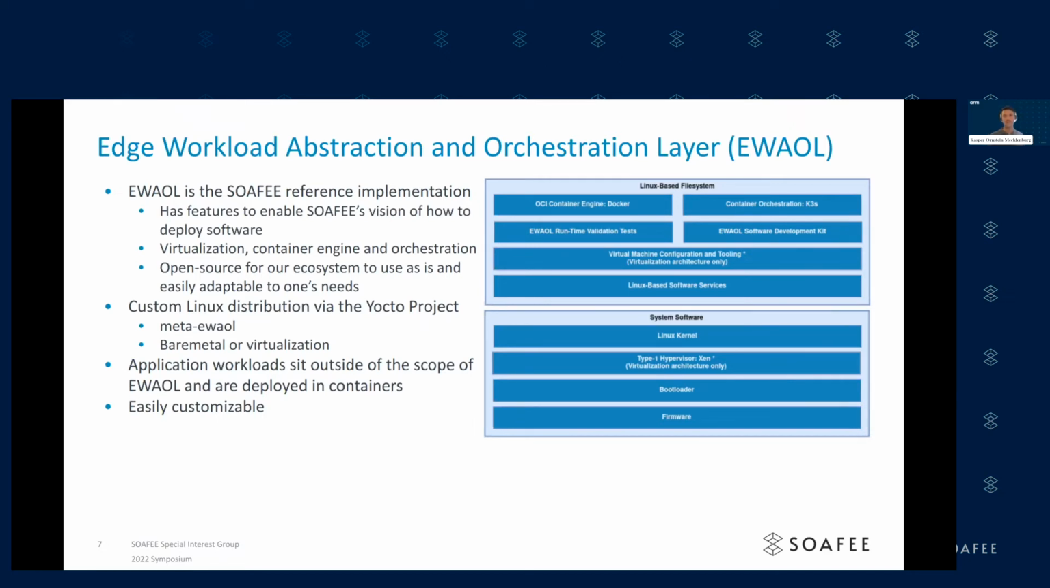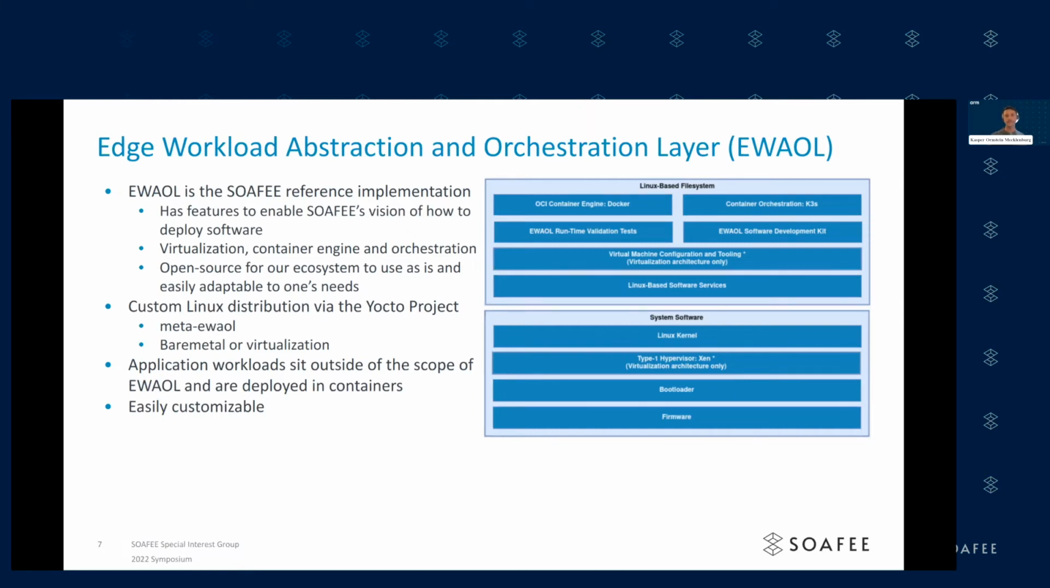So Docker is a container engine used to run containers. K3s is a lightweight Kubernetes distribution for container orchestration. And Xen is a type 1 hypervisor for hardware virtualization. So EWAOL is a custom Linux distribution built using the Yocto project and is provided through the open source repository meta-ewaol, which is under the SOAFEE GitLab umbrella. So if you go into gitlab.com/SOAFEE, you'll see there's a folder there called EWAOL, and that's where meta-ewaol is hosted.